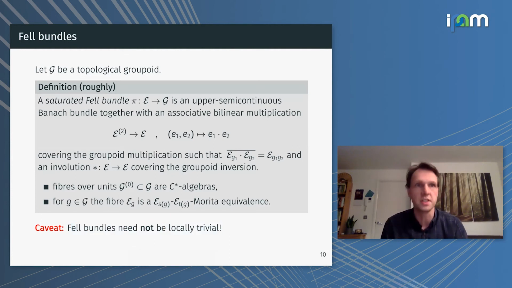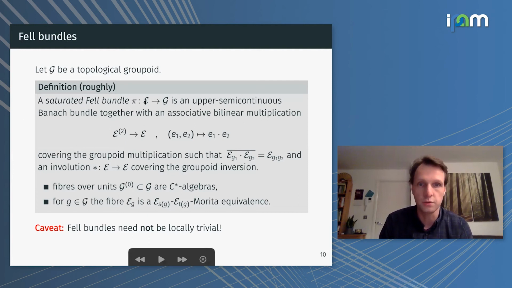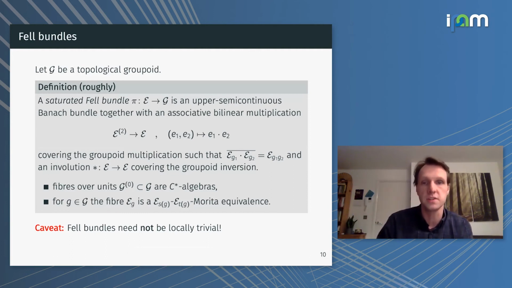So this is a different kind of bundle. And whenever I have such a Fell bundle over this groupoid here, if I pick, I think I need to pick a Haar system on the groupoid, but then I can associate C-star algebras to such a Fell bundle, like a reduced C-star algebra and the universal maximal C-star algebra. So this is how you get from a Fell bundle an operator algebra.